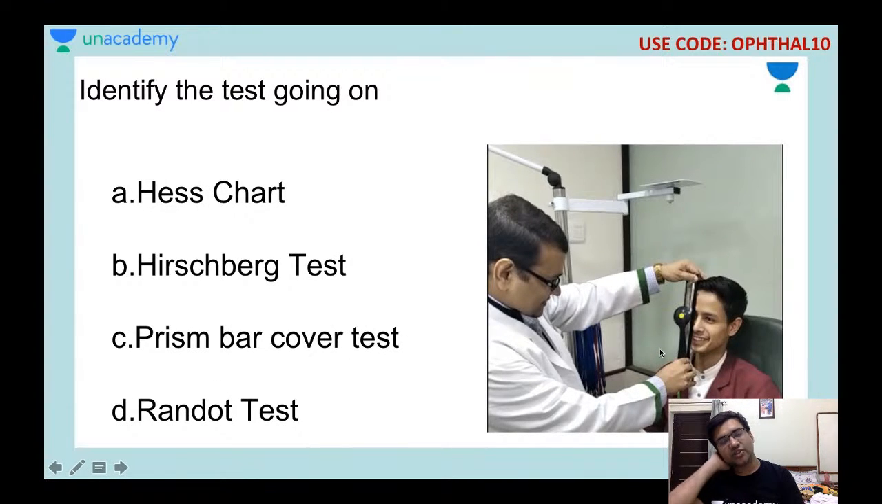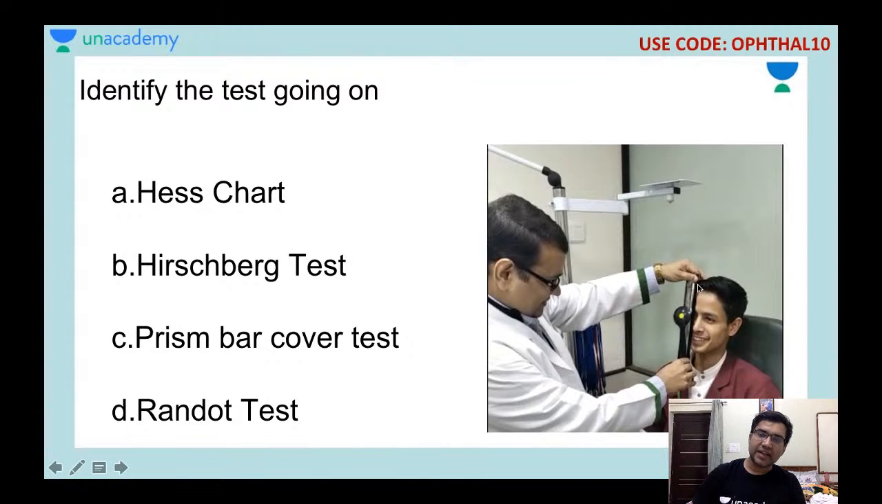Identify the test which is going on. Options are Hess chart, Hirschberg test, prism bar cover test, or Maddox rod test. Try to answer. Steffi, I will show you the video after this session.